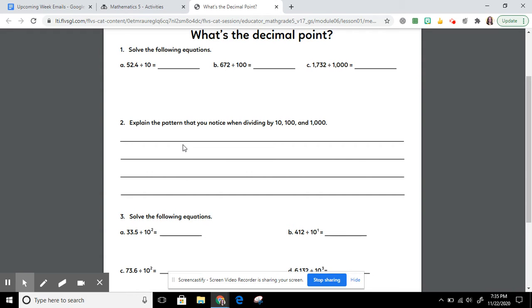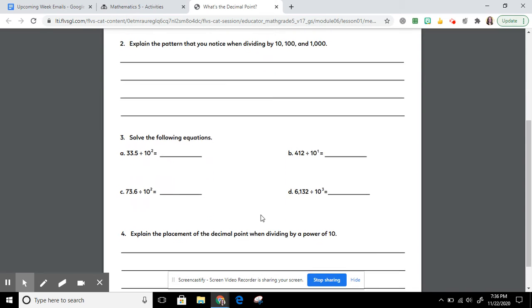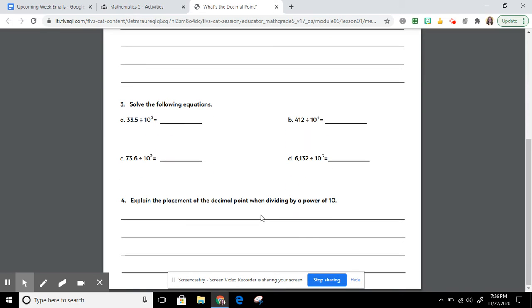Number 2, it says explain the pattern that you notice when dividing by 10, 100, and 1,000. And it'll go over that in the lesson, the different patterns you can use when you're dividing by 10, 100, and 1,000. And then number 3, we've got powers of 10. Okay, we did powers of 10 towards the beginning of the year, probably about a month and a half ago.